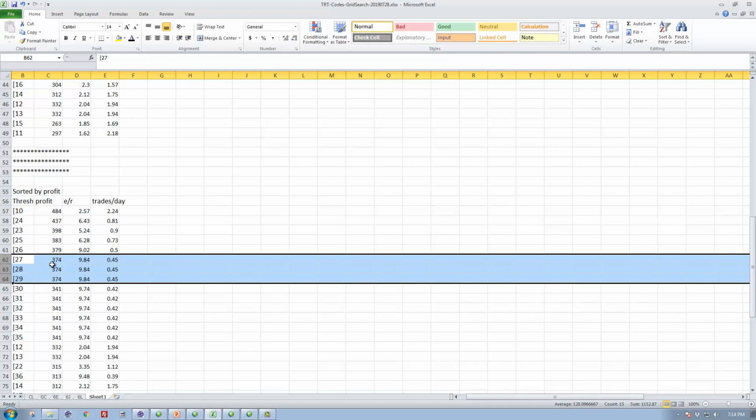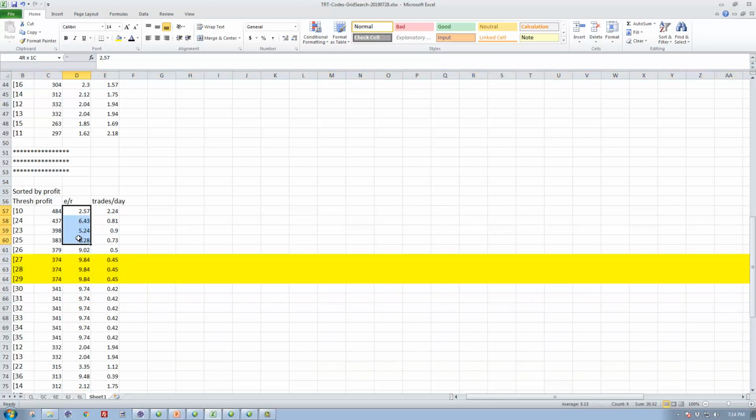Let's make this yellow, that's our candidate set of codes. But look at the ER here. We're going from 9.84. This says, oh wow, look, I can make 100 ticks more. But look at the ER. It's 2.57, so only 2.5 ticks per trade. So the gross number looks really enticing, really tempting, but you have to take a lot of trades to get there.